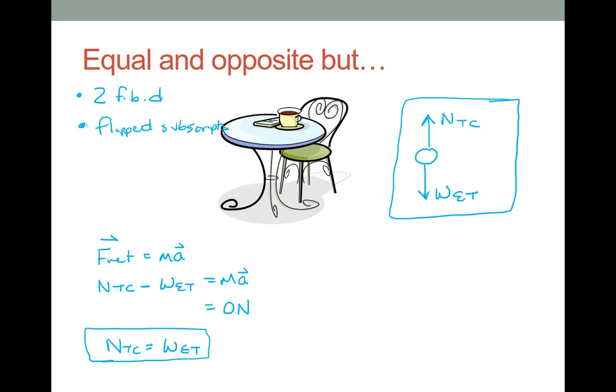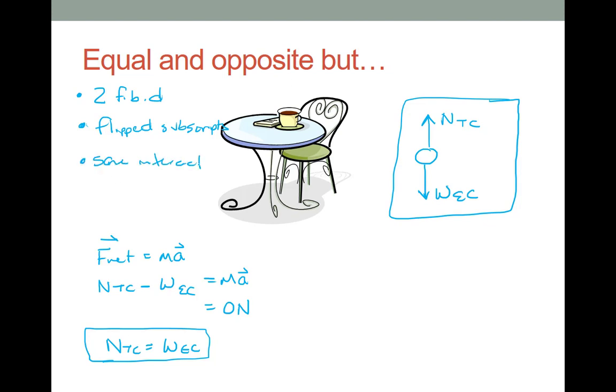Here we have three objects. And I wrote a T for table when I should have been writing a C for cup. I am sorry. Let me fix all my subscripts. Okay. Flipped subscripts. We have the table, we have the cup, we have the earth. These are not flipped subscripts. They must be from the same interaction.